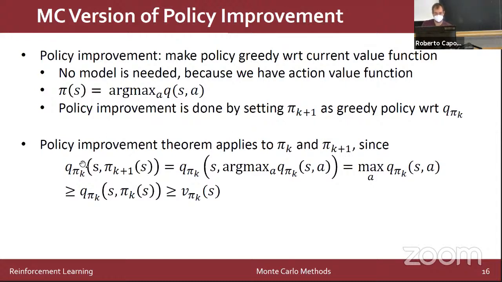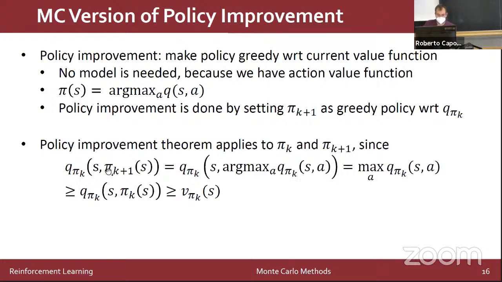So let's look at this. Q of pi k, in a certain state, so the value of a certain state and an action that is taken from the next policy, the policy that is the argmax of the previous Q, is the same as the argmax of the Q pi itself.